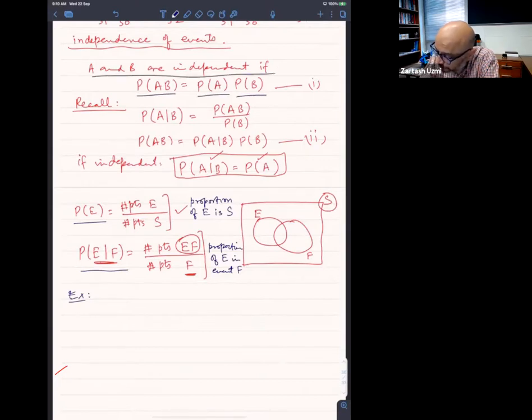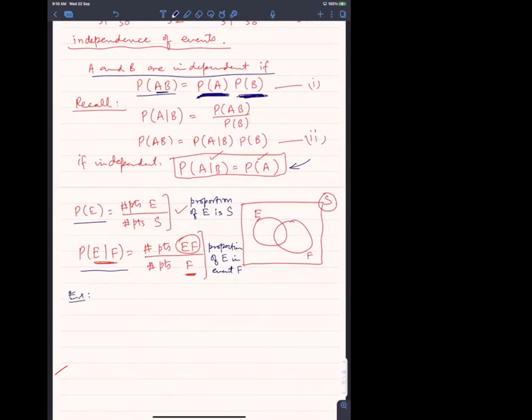If A and B are independent, then the probability of A and B together is the probability of A multiplied by the probability of B. This will also be true, and the probability of A given B would be equal to the probability of A. Similarly, the probability of B given A would be equal to the probability of B. If A is independent of B, then B is also independent of A. I don't know if this was your question or did you ask something? Yes, yes, this was it. Alright.